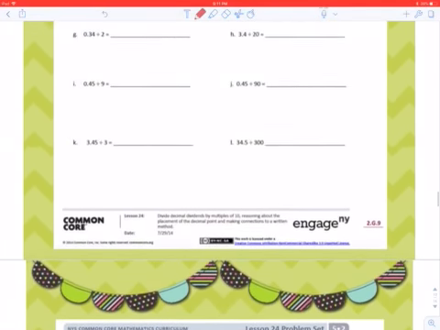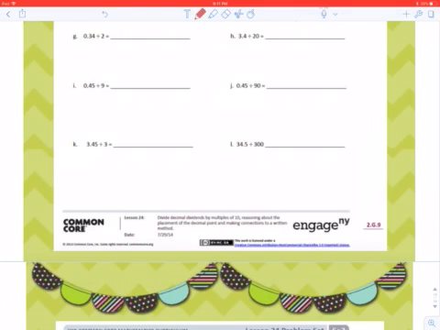Some of those, for instance, like K, you might actually have to do a little bit of standard algorithm to figure that out. I'm not sure, though. You might be able to do it in your head.